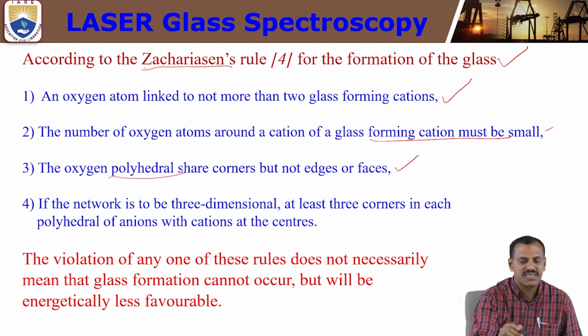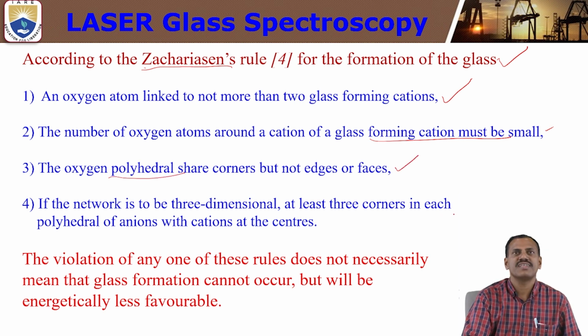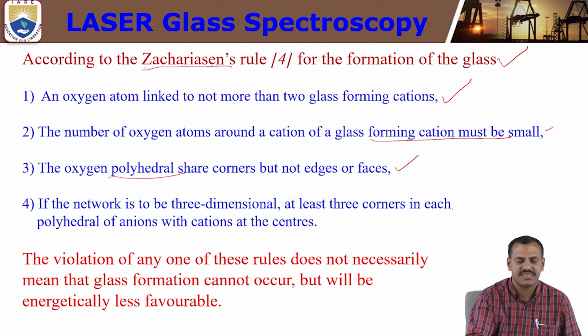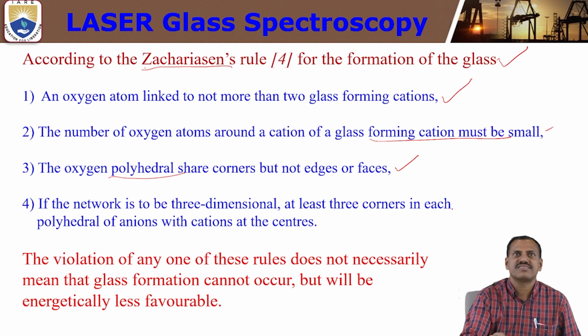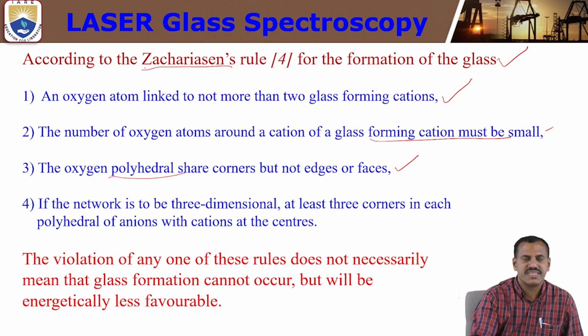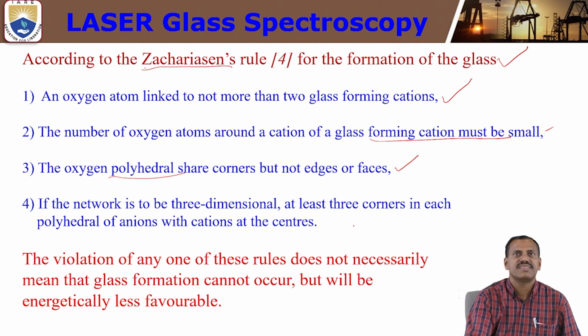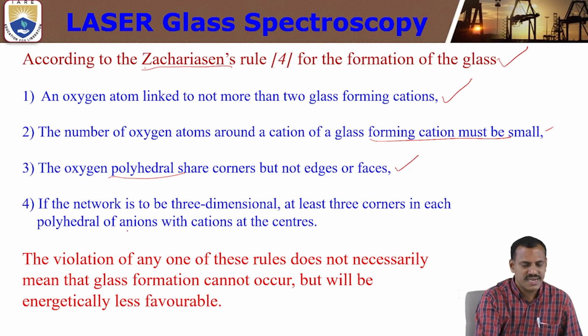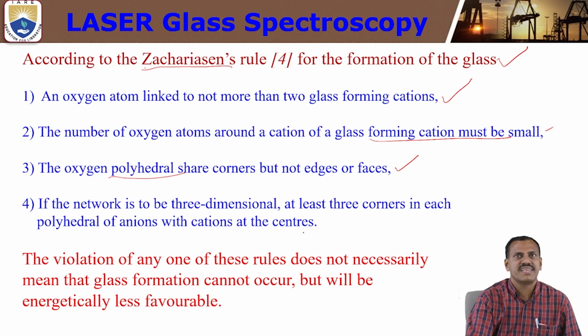Polyhedra means shapes with more than 3 or 4 faces. The oxygen polyhedra share the corners but do not share edges or faces. It only shares the corners of each and every oxygen atom. That is the third rule. The fourth rule: if the network is to be three-dimensional, at least 3 corners in each polyhedron of anions with cations at the centers must be shared. This is the fourth rule.